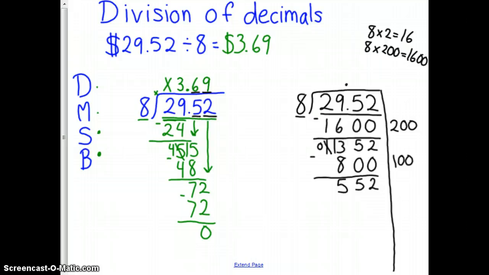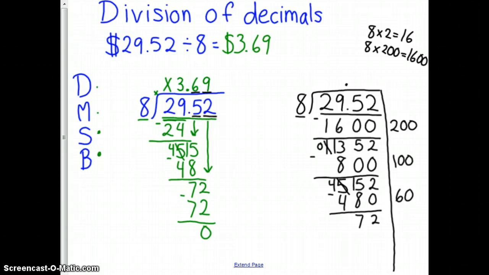Well, I now have 552 left of my 2,952. I'm going to do 60 8s because I knew from doing the problem earlier that 6 times 8 is 48. So 60 times 8 will be 480. I'm going to subtract that. 2 minus 0 is 2. 5 minus 8 I can't do, so I have to borrow from this 5, bring the 10 over. 15 minus 8 is 7. 4 minus 4 is 0.